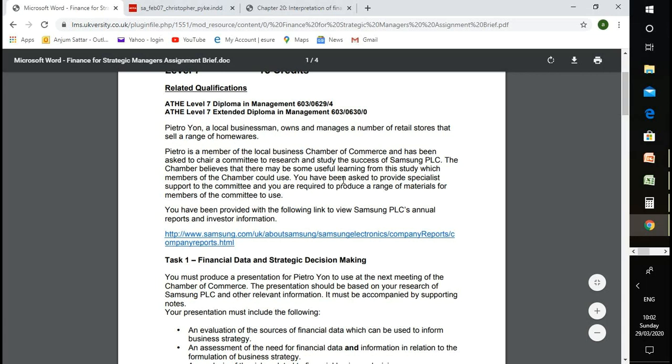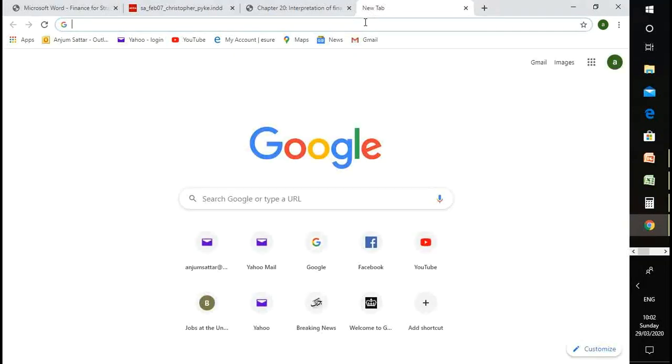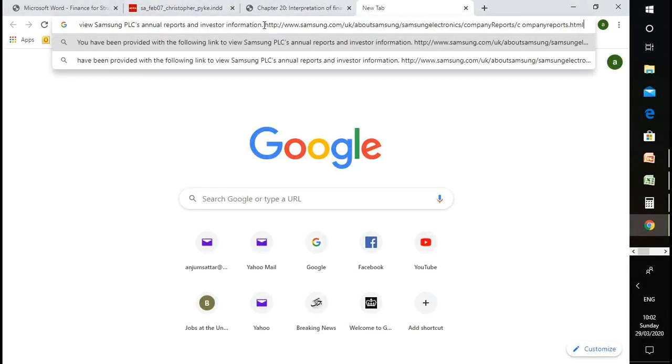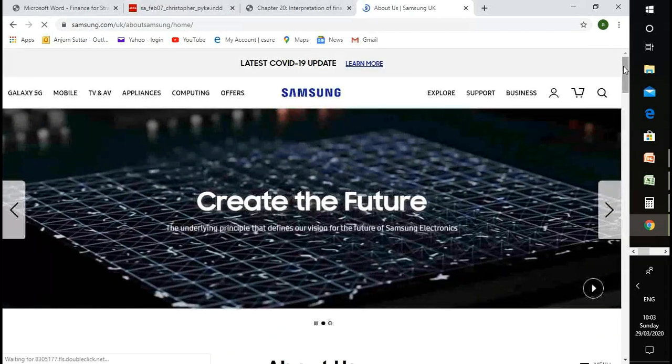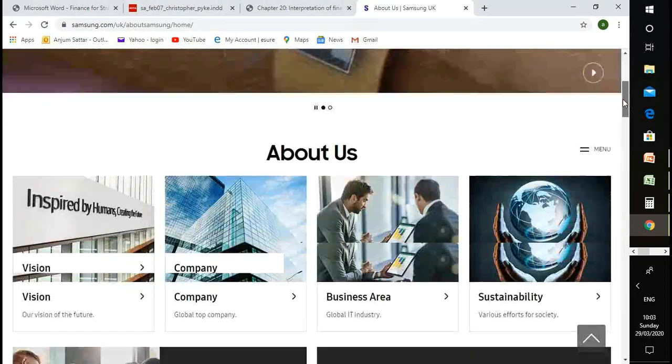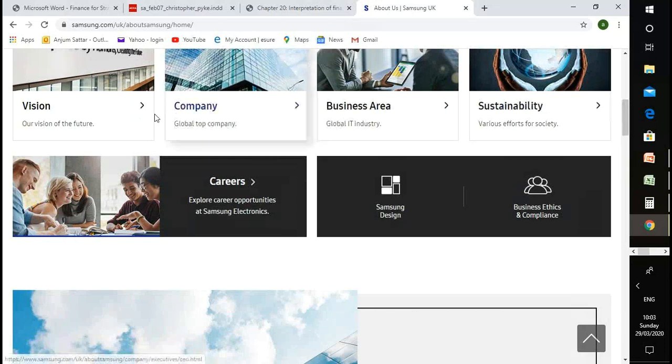You've been asked to provide specialist support to the committee. For this, we have 4 tasks, and we've been given this link. When we click this link, the company they gave us is Samsung, and on this page we have all the companies.